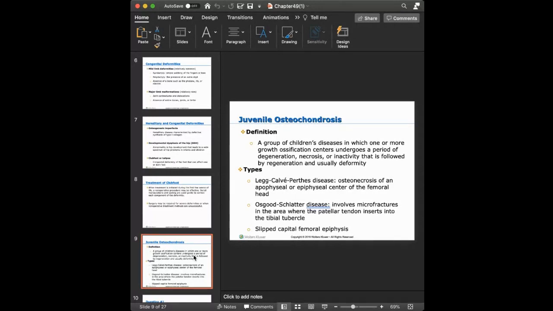Osteochondrosis are diseases where the bone growth centers start to degenerate or necrose and become inactive. And so you can imagine if you have necrosis of your epiphyseal plates and the epiphyseal center of the femur, the child's not gonna grow.